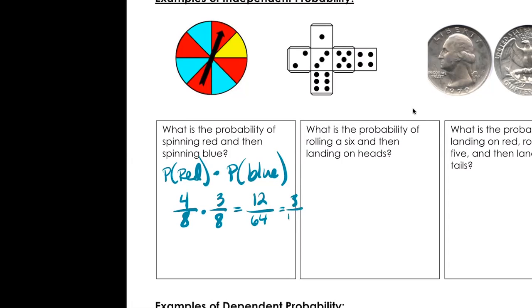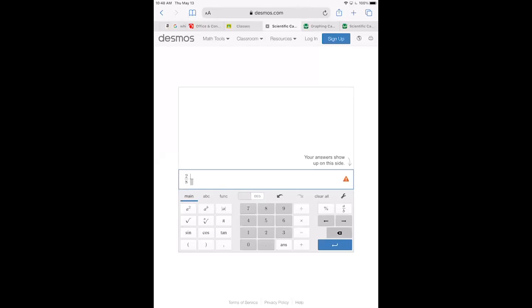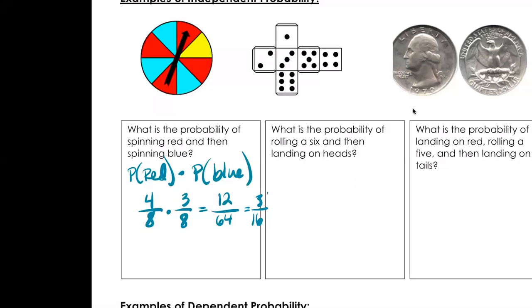But that's 2 steps instead of 1. You could just put this entire thing into Desmos. That's what I would do to save time, honestly. Let's do it. We need the fraction, 4 on top, 8 in the denominator, times another fraction, 3 in the numerator, 8 in the denominator. It's going to give you 0.1875. You know I don't like fractions. I don't like decimals. I want fractions. Hit that little button. It gives you the same thing, 3 out of 16. So the probability of spinning red and then spinning again and getting blue is 3 out of 16.